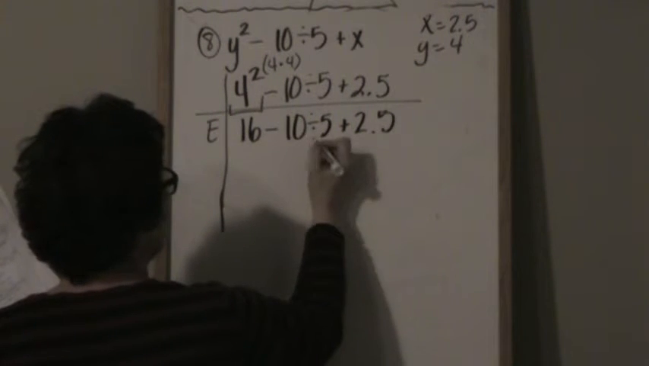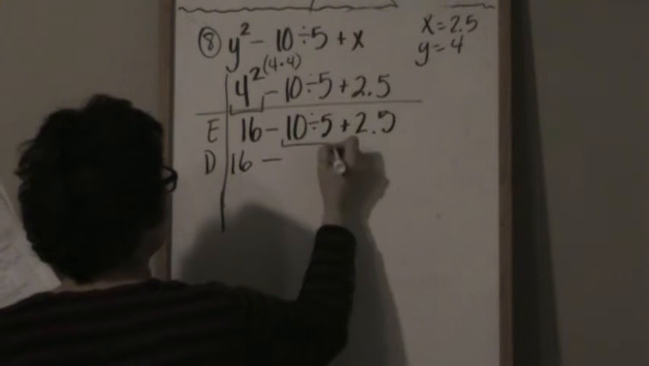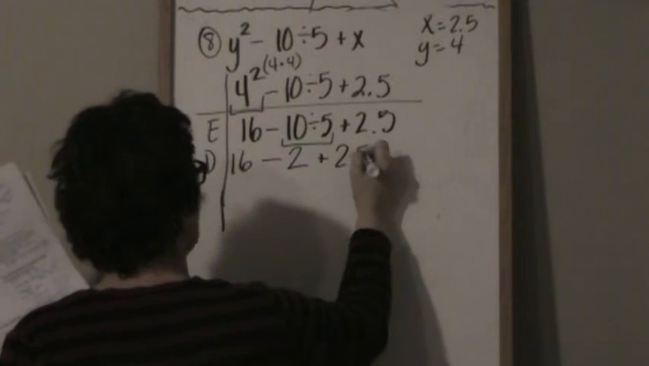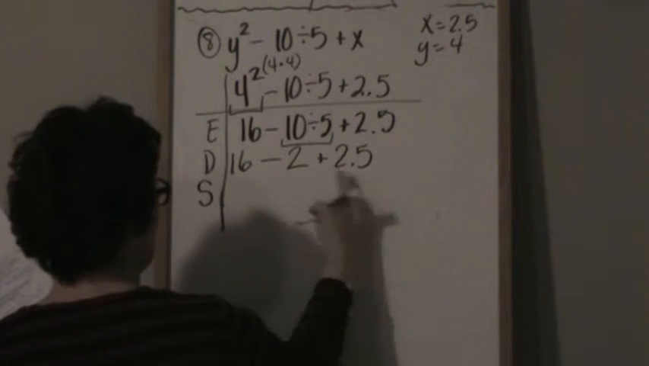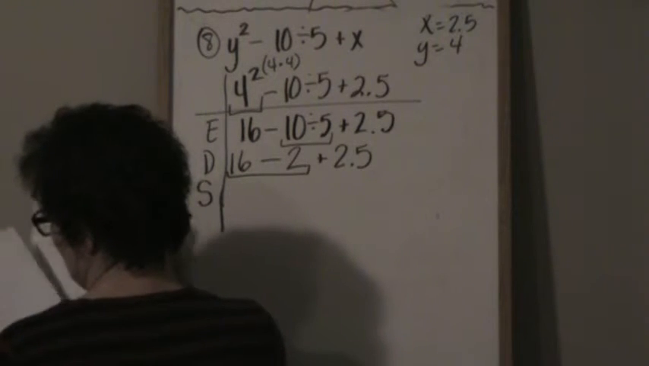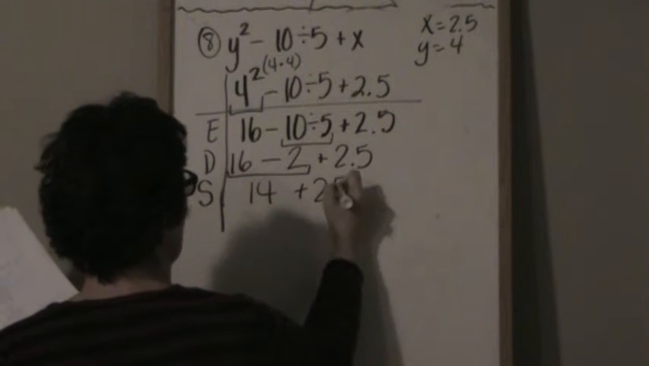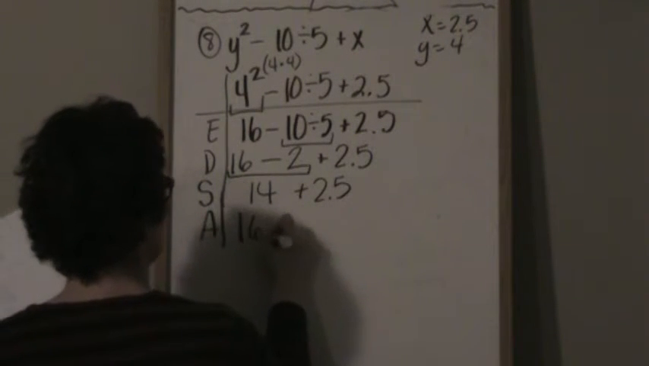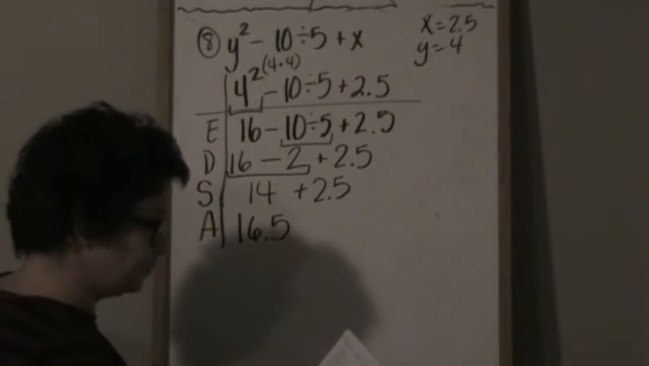Go across. I'm going to do my division next. 16 minus 10 divided by 5 is 2 plus 2.5. Now I'm going to subtract and add from left to right. Subtract comes first. 16 minus 2 is 14 plus 2.5. Now I'm going to add, and that gives me 16.5. Okay? All right.